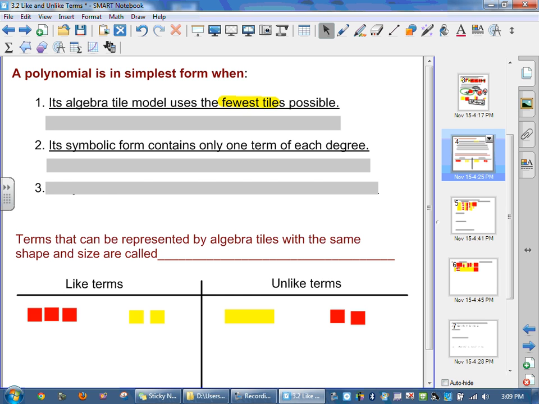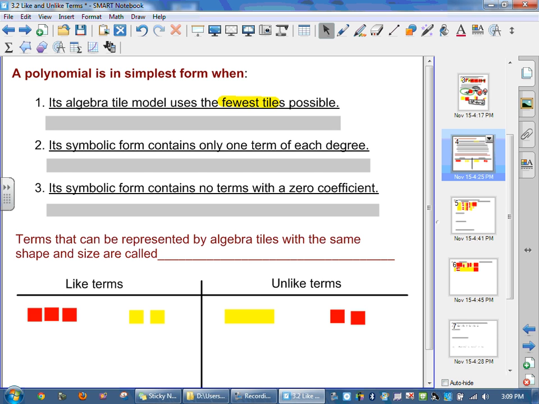And the last way, the symbolic form contains nothing with a zero in front of it. If it should have a zero in front, that means it disappears completely. So there's nothing left over with a zero coefficient. If it does, remember, it's gone, it disappears. Okay? Give you a second to write that down.